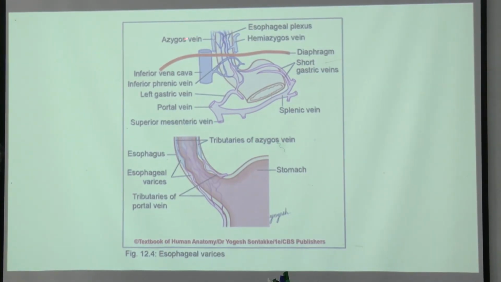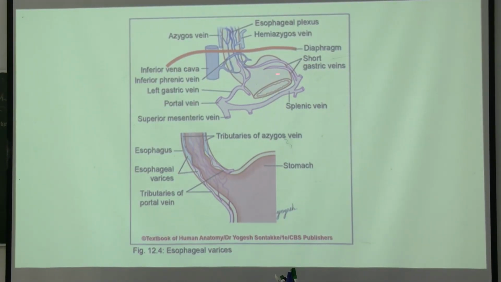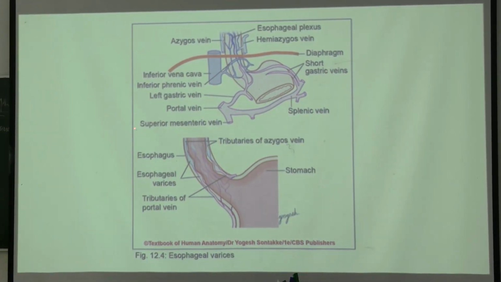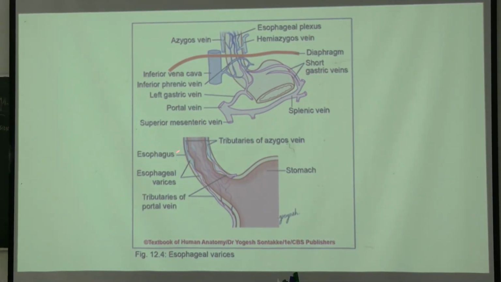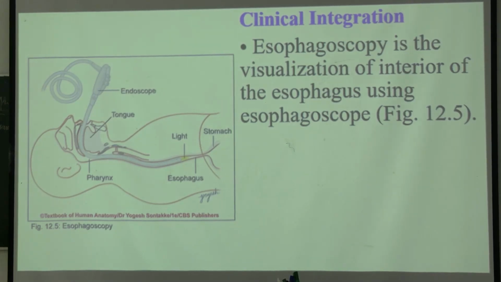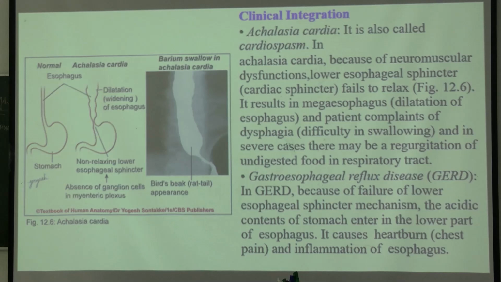Now the esophageal plexus, azygos vein, hemiazygos vein, the diaphragm is here. So here are the gastric veins, the splenic vein, the portal vein, and the superior mesenteric vein. Now the esophagus, tributaries of the azygos vein, esophageal varices, tributaries of the portal vein, and the stomach. Now see, esophagoscopy is the visualization of the interior of the esophagus using an esophagoscope. Here, the endoscope, the light is here.